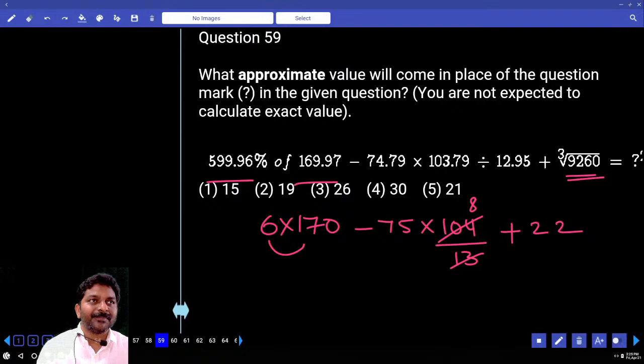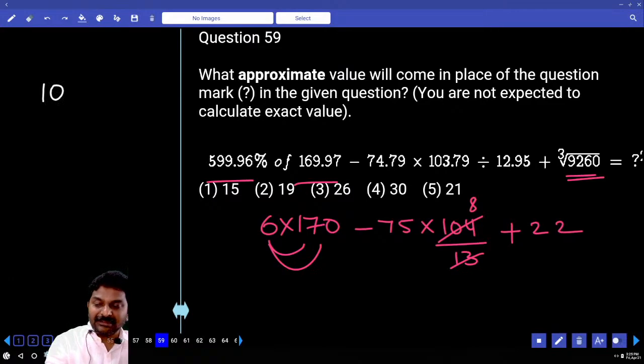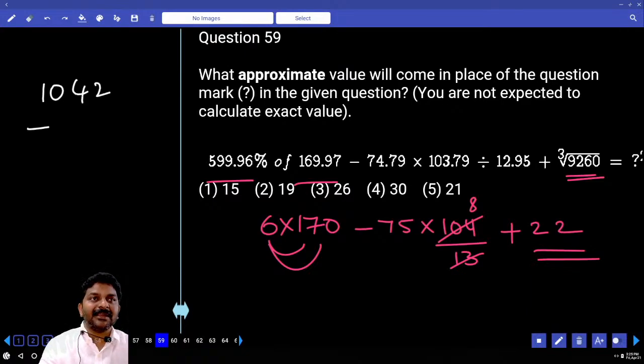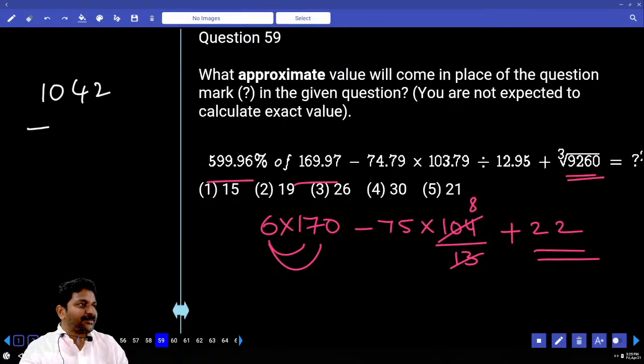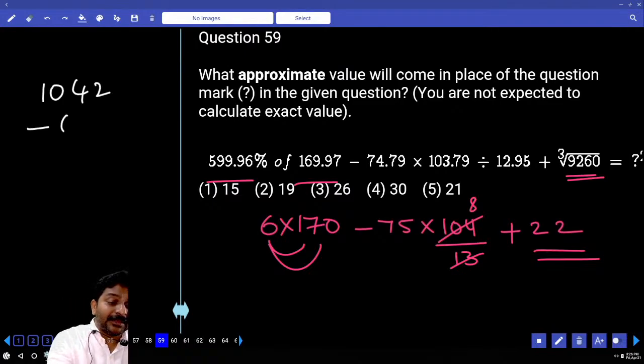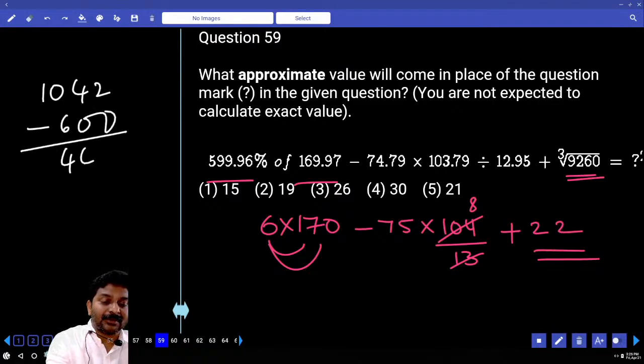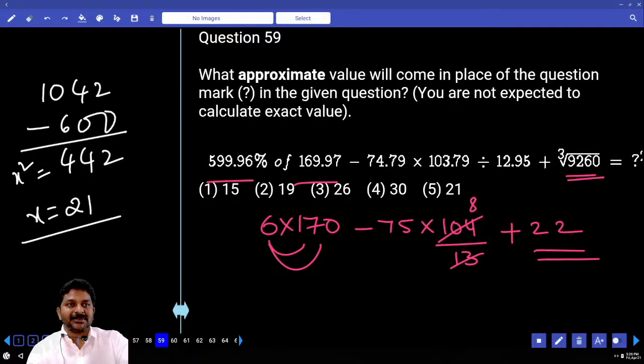6 times of 100. 6 times of 70. Total 1020 plus 22, 1042. From this we have to subtract 75 8 times. 8 times in the sense 10 times minus 2 times. 10 times is 750. 75 2 times, 150. Subtracted from 750, 600. Then the answer is 442. Which number is nearby 442? 21 cube, 441. Right? So X is 21.